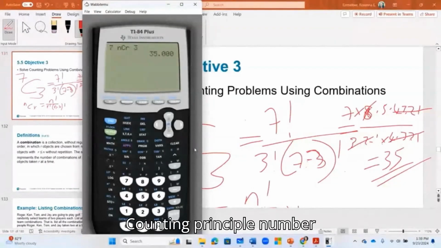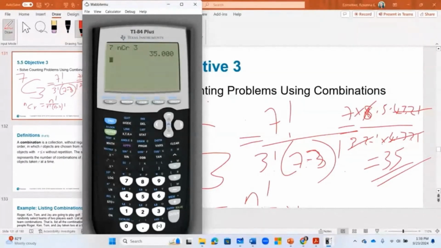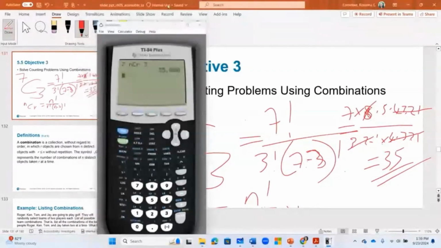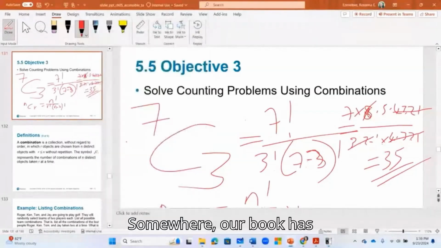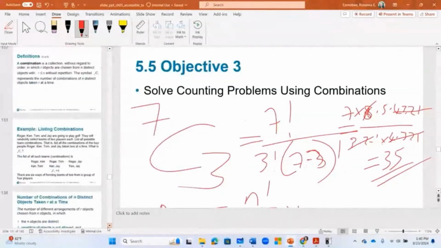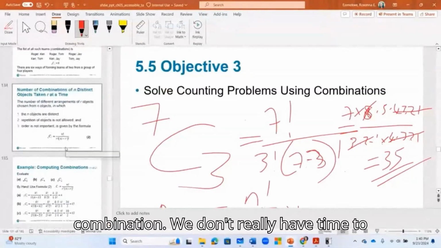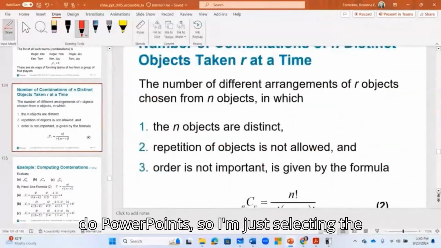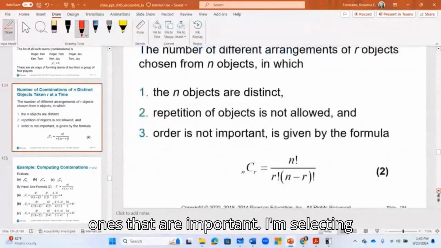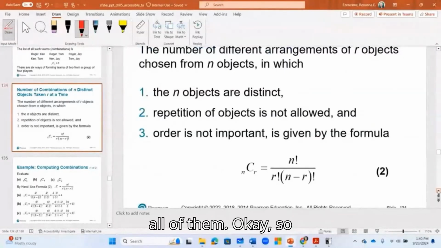Counting principle number 3 is permutation. And then we shall do a combination of all 3 of them. Let's go to permutation. Somewhere our book has permutation. Please, I want you to read. There are so many things to read. Don't wait for your teacher to read it for you. See, we just did an example of combination. We don't really have time to read PowerPoints. So I'm just selecting the ones that are important because we don't have time to read all of them.